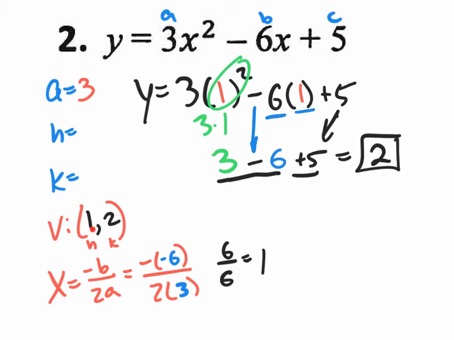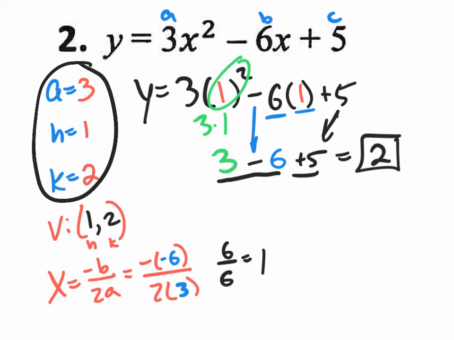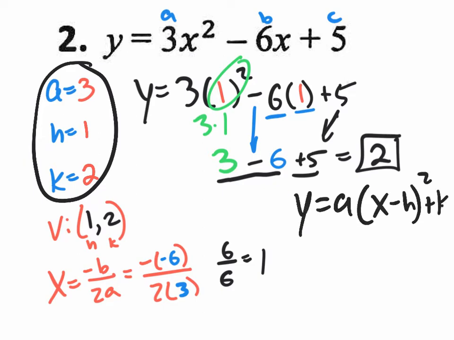So now that we know x and y of our vertex, we actually know our h value of 1 and our k value of 2. Once again, h value is 1, k value is 2. So now that we know our a, our h, and our k, we could plug it all into y equals a parentheses x minus h squared plus k.